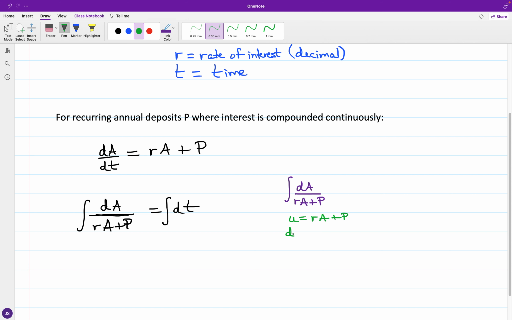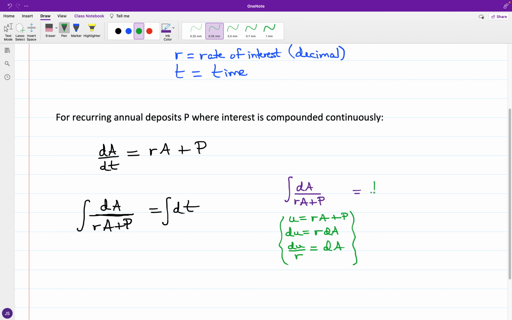and we have taken the differential on both sides. So u goes to du, differentiating with respect to A, so we have that du is equal to r dA, and expressing the relation in terms of dA, you have the reciprocal of r du is equal to dA. And following through and writing in terms of u substitution, so you have du over r in place of dA.